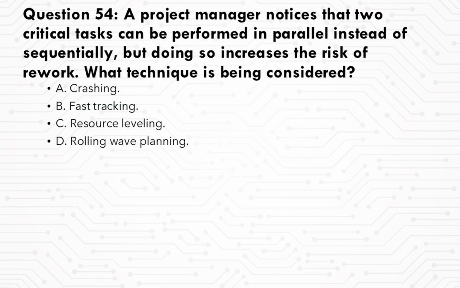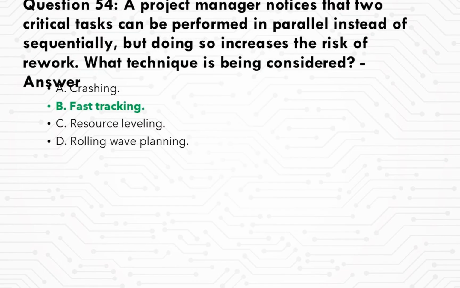Question 54. A project manager notices that two critical tasks can be performed in parallel instead of sequentially, but doing so increases the risk of rework. What technique is being considered? A. Crashing. B. Fast tracking. C. Resource leveling. D. Rolling wave planning. Answer: B. Fast tracking overlaps tasks and increases risk.